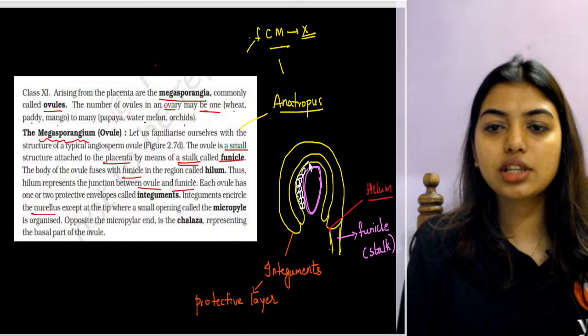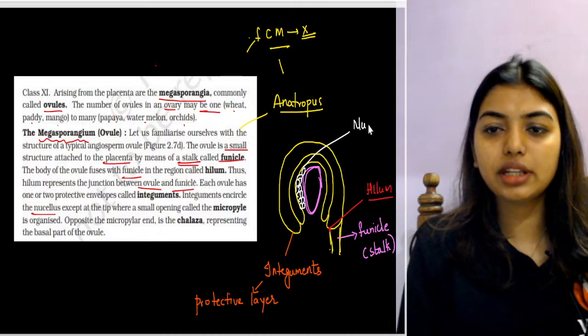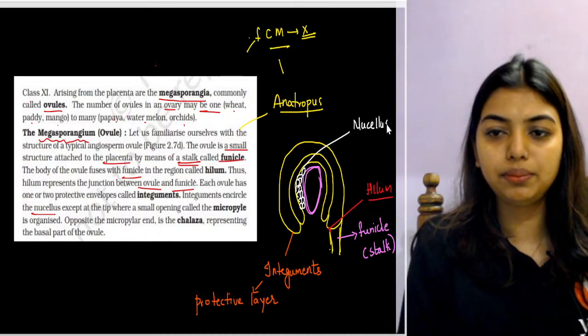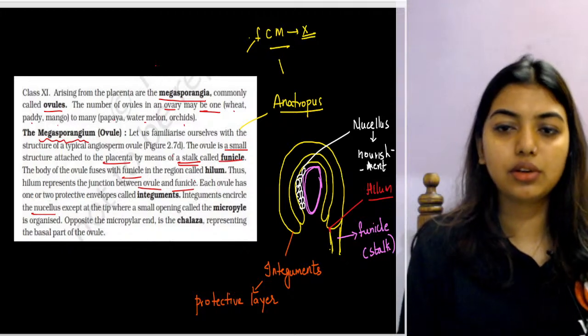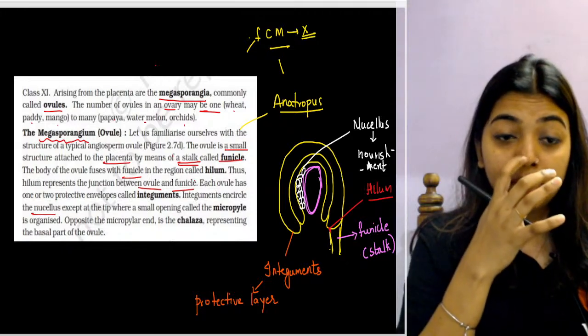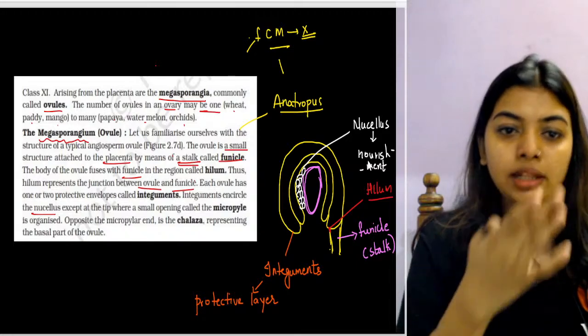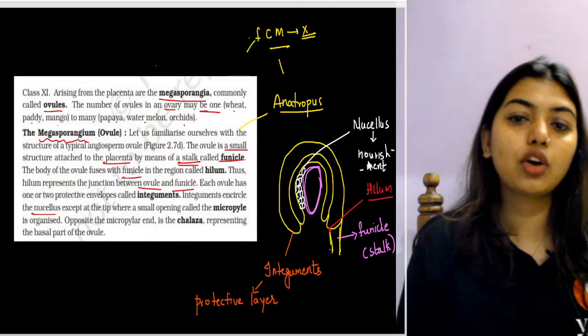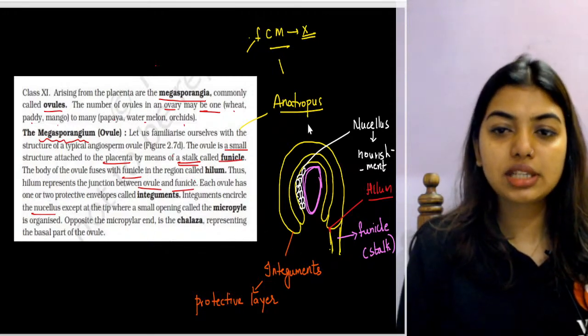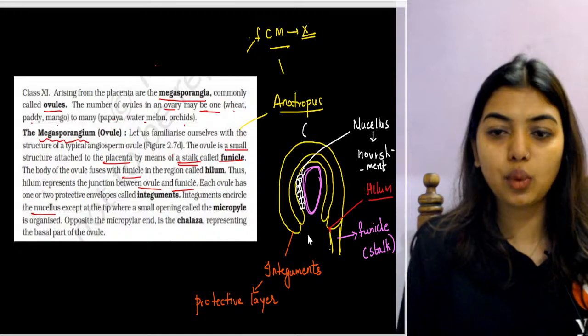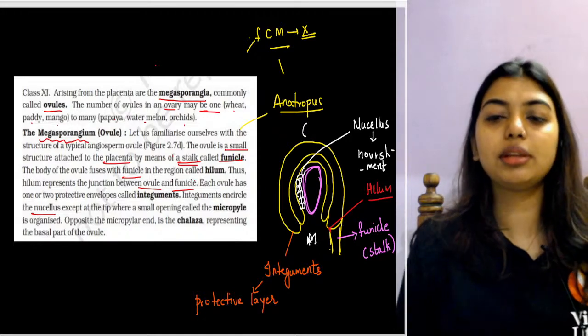Now what is this nucellus going to do? It is going to provide nourishment for the growing embryo. Integuments encircle the nucellus except at the tip where a small opening called the micropyle is organized. The region with the opening is going to be the micropylar end.